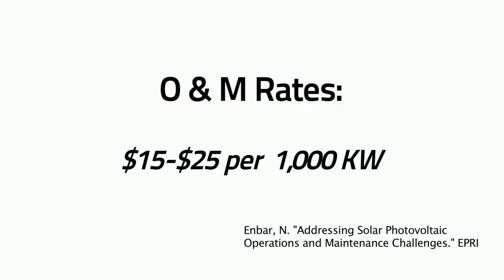O&M contracts can be structured in different ways. In this video, we'll cover some of the basic guidelines. Before we get started, it's important to understand the different rates that are being charged for O&M. According to a recent NREL report, O&M rates range from $15 to $25 per 1,000 kW. Okay, let's get into some contract basics.